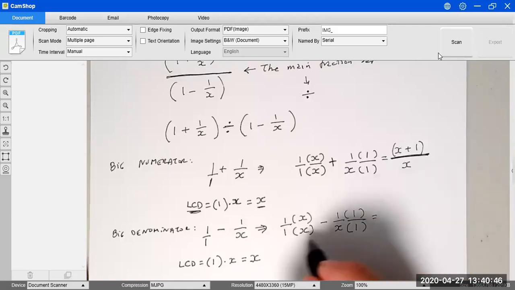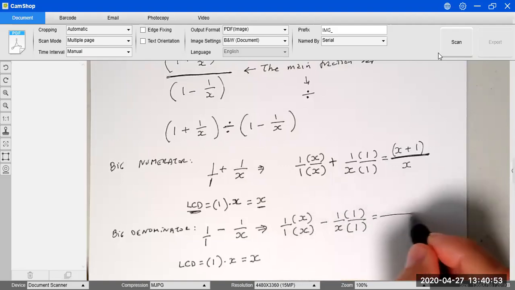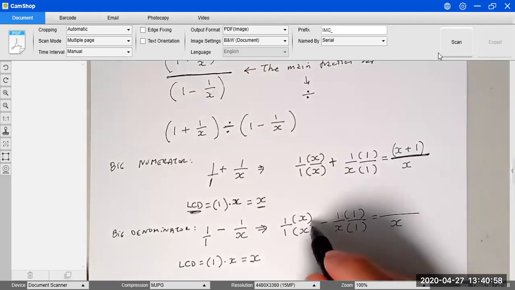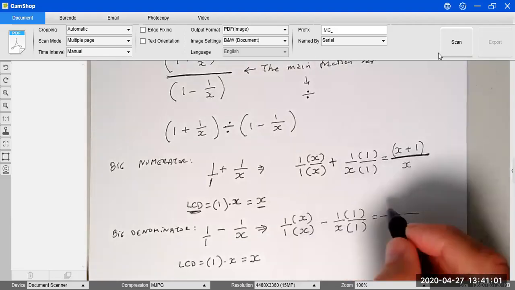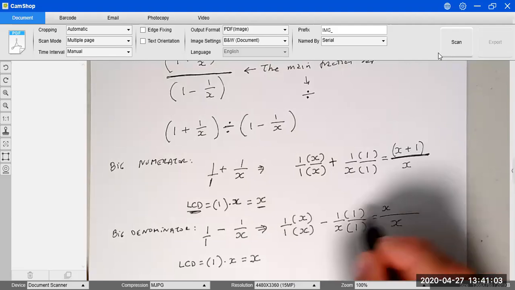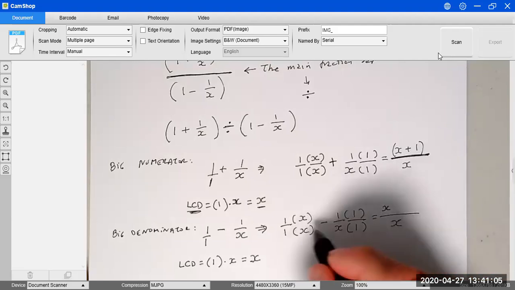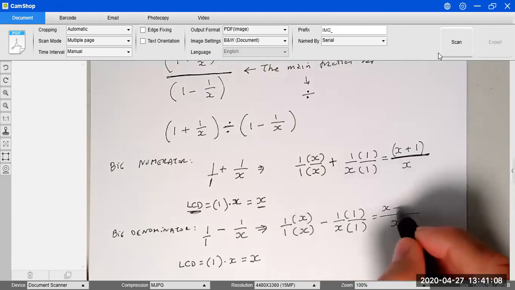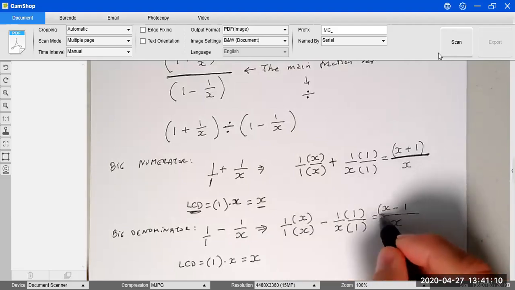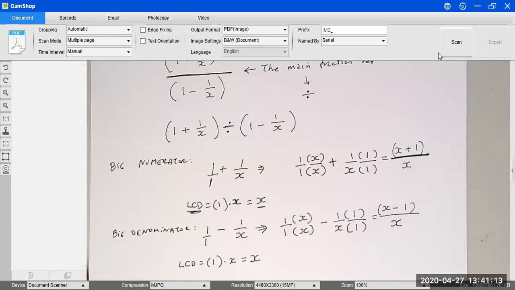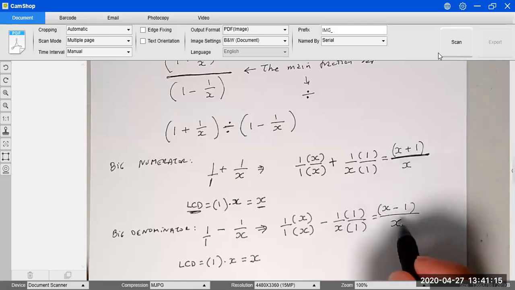So now I have the subtraction, the difference of two fractions with the same denominator. So when you have the same denominator, you just write the denominator and you write the numerators in the way that were ended from the previous step. So I have x minus 1. So this is my big denominator already converted into a single rational expression or single fraction.